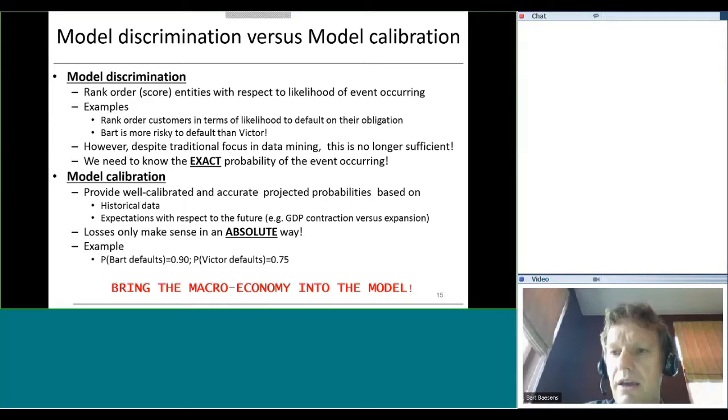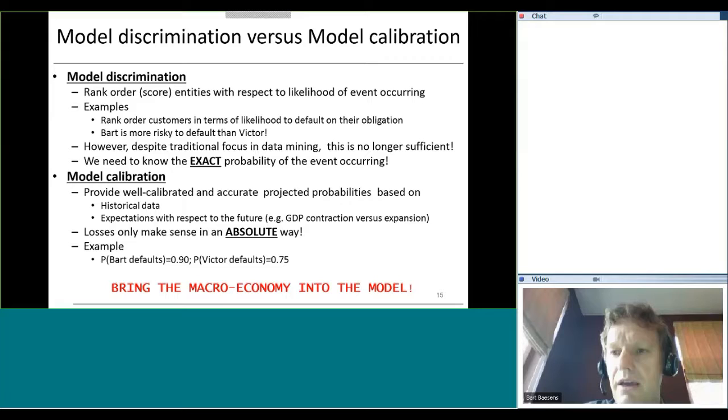Level 2 brings us into the model calibration activity. Level 1, where you develop your application and behavioral scorecards, for example, will provide you with discrimination. At level 1, we have a scoring facility which is going to rank order entities or obligors using a score reflecting the likelihood of the event default occurring. We can rank order customers in terms of the likelihood of default. We can also rank order customers in terms of the losses that are likely to occur.